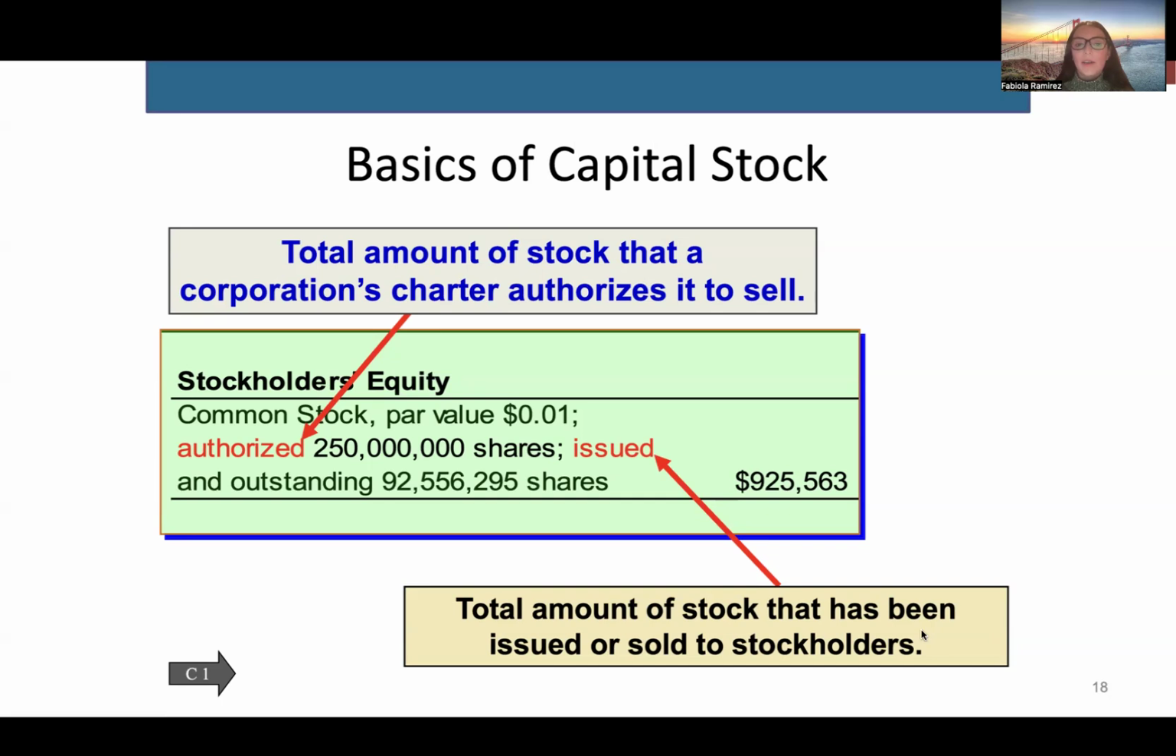There are two things we need to go over of our capital stock, and that is authorized stock and issued stock. Now, authorized stock is the total amount of stock that a corporation is authorized to sell, usually by the state's charter. It's very specific to the state. Every state has different regulations. Capital stock issued, however, is the amount of stock that has actually been sold.